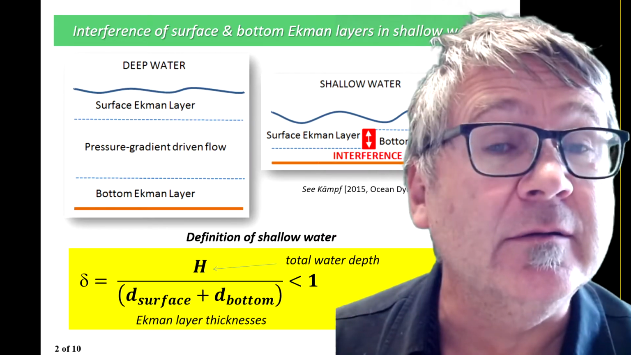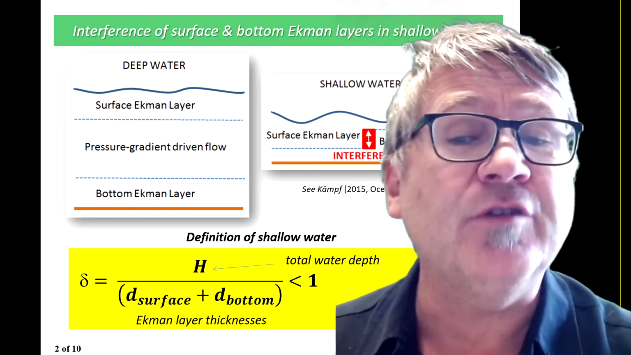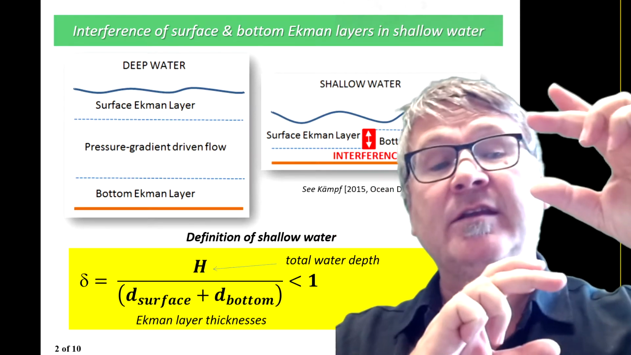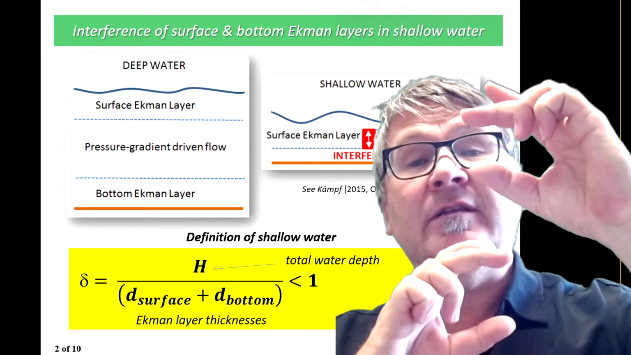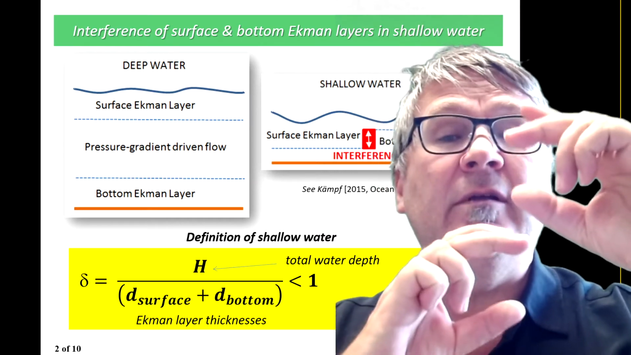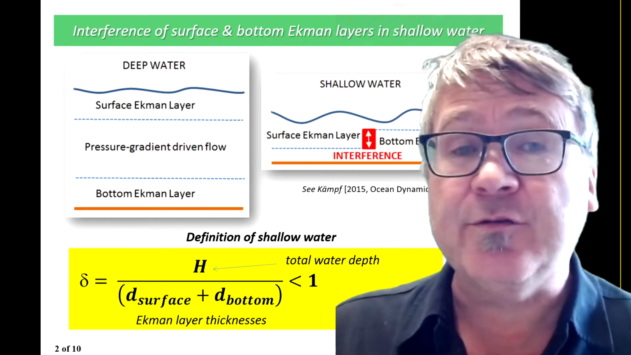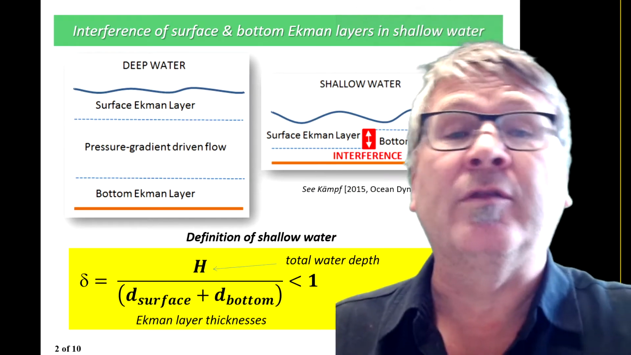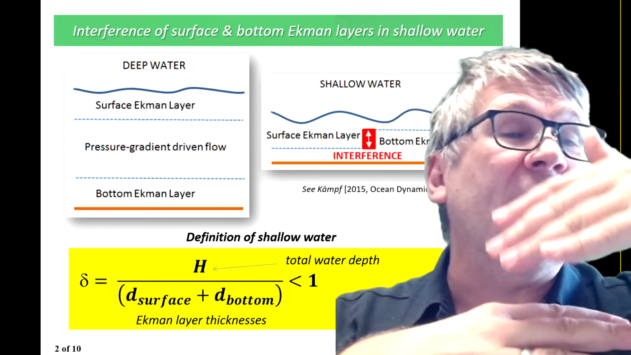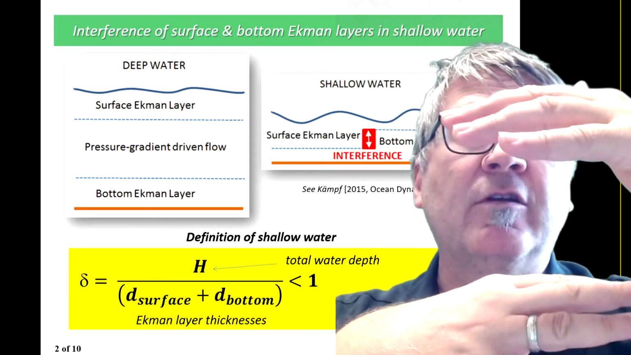Away from the equator, you typically have the situation where the surface and the bottom Ekman layers are separated from each other. This is what we can call deep water. In this situation, you have typical wind-driven coastal upwelling, with offshore and onshore movements in these Ekman layers. In between is a geostrophic layer, pressure gradient driven.